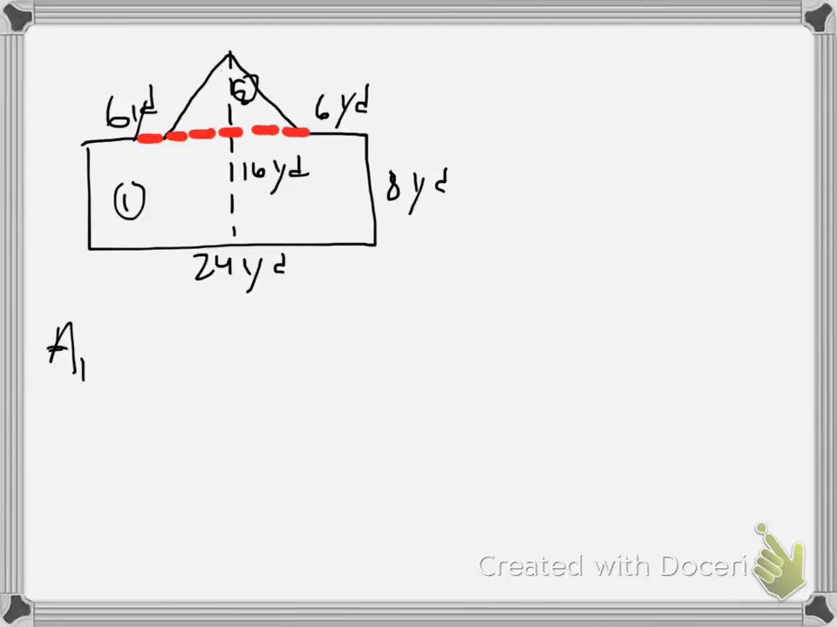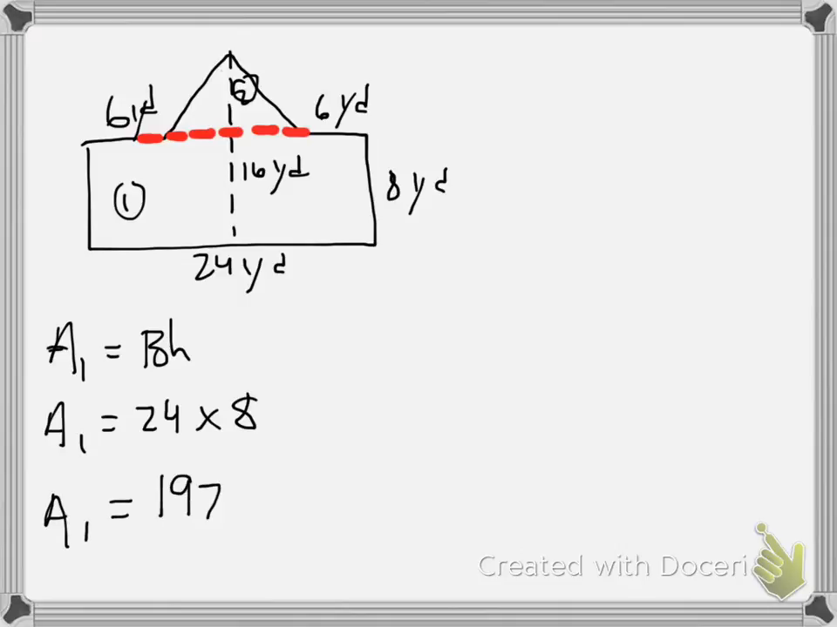So the area of our first shape is going to be base times height. So we'll have 24 for the base times 8 for the height. So the total area for the rectangle is going to be 192, and that's yards squared.